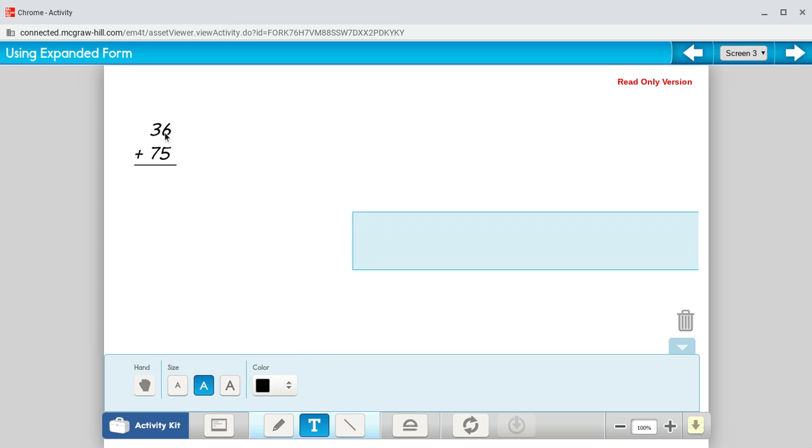So we're going to break this number into its parts first. So we have 36. I want you to think about what would be the expanded form of 36. I'm going to take my tens plus my ones. So I'm going to take my 3 tens, which is 30, and add it to my 6 ones to give me the answer of 36. All right. Then I'm going to go to my 75. 75 has 7 tens and 5 ones, so my 7 tens is going to be my 70, and my 5 ones is going to be the number in my ones place to give me 75.